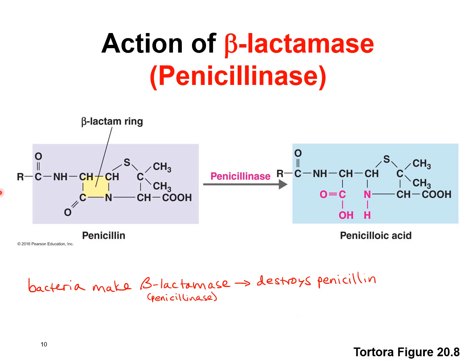So if we add the clavulanic acid in with our penicillin, what the clavulanic acid does is it inhibits the beta-lactamase enzyme from working. So if you add in the clavulanic acid, it'll block the beta-lactamase from working. Okay, so that's how it's going to work.